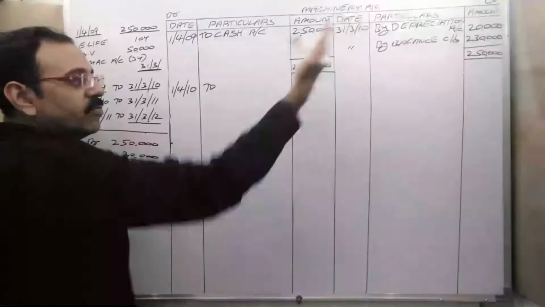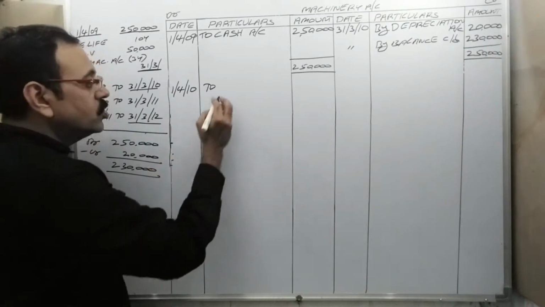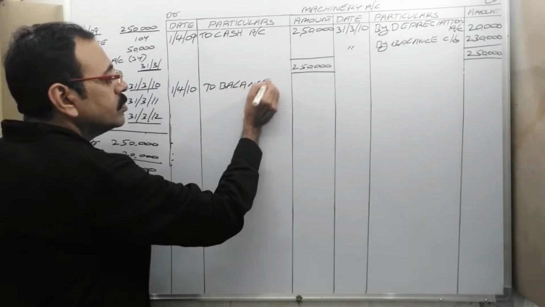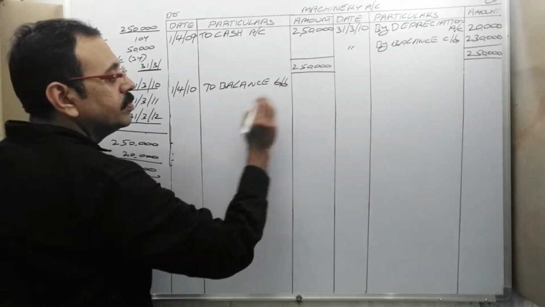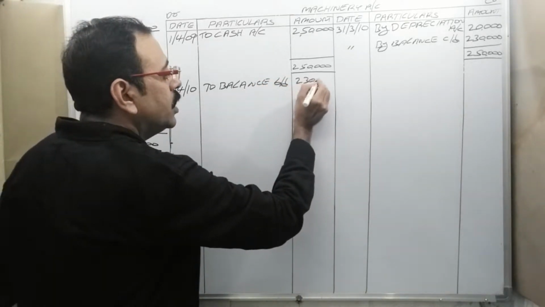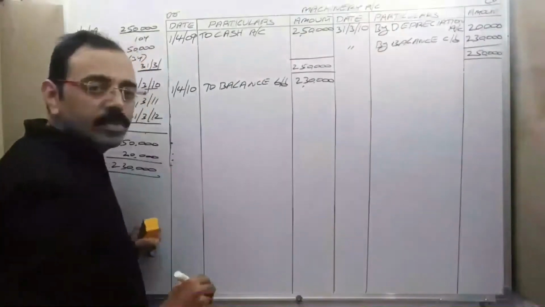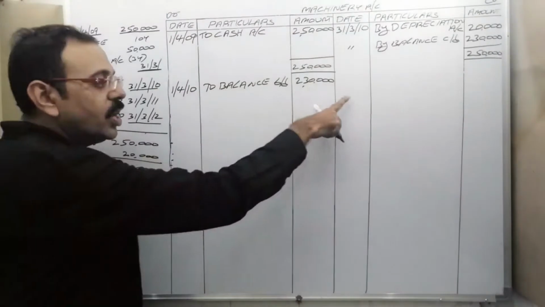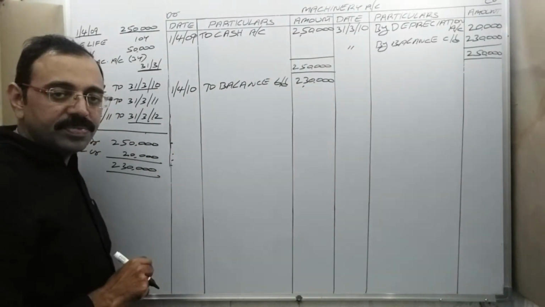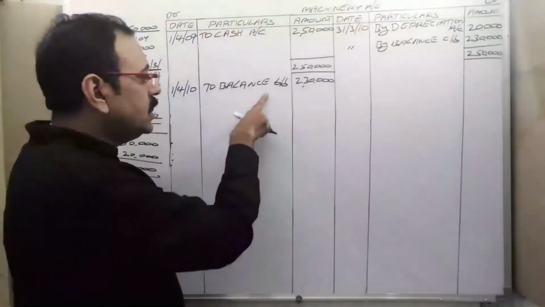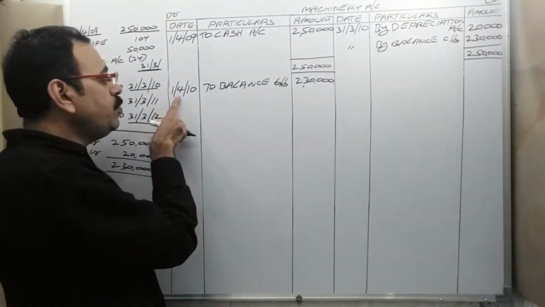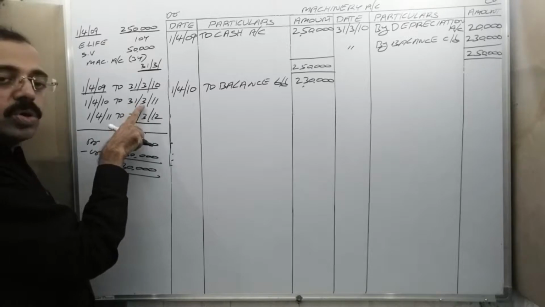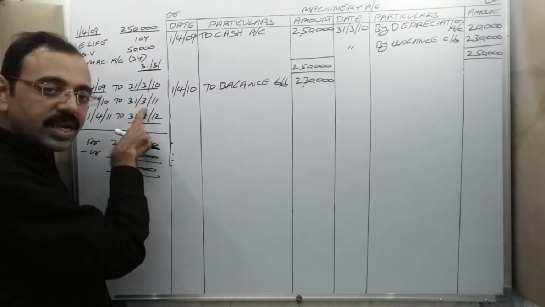What we are doing? We have to bring the balance now. So write down balance brought down 2,30,000 rupees. Again, don't write to cash here because in second year we are not purchasing any asset. Okay. Now in second year from 1st April 2010 to 31st March 2011 we use this asset.